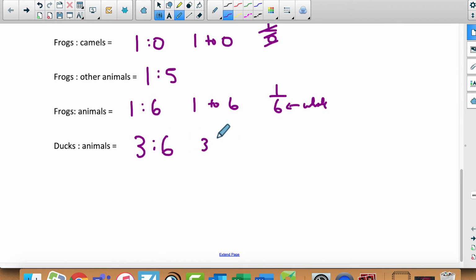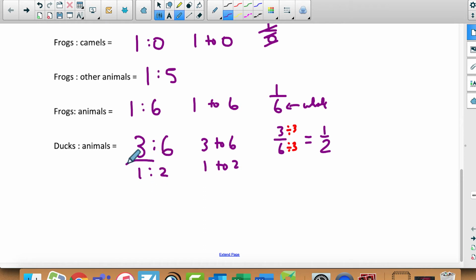So let me write this all 3 ways. 3 to 6. 3 over 6. Look at that fraction. That is not in lowest terms. What would you do to put it in lowest terms? Divide top and bottom by 3. So in lowest terms, this would be 1 over 2. So same here, it would be 1 to 2. Divide these both by 3 and you get 1 to 2. Divide these both by 3, you get 1 to 2.